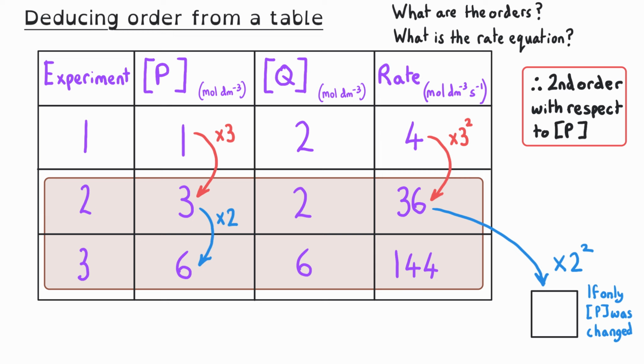And so if the concentration of P was the only thing that was changed, the rate of reaction would be multiplied by 4, and so it would turn into 144. However, we have also tripled the concentration of Q, and this has in fact done nothing to the rate of reaction. The rate of reaction is still 144, even though we haven't factored in this tripling of Q.